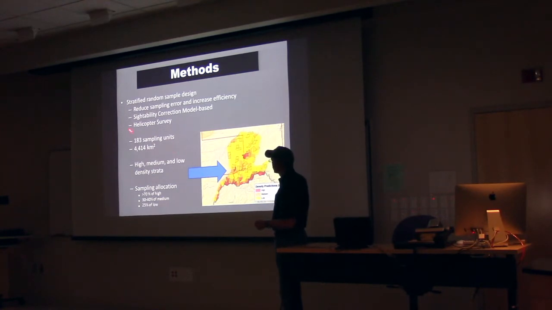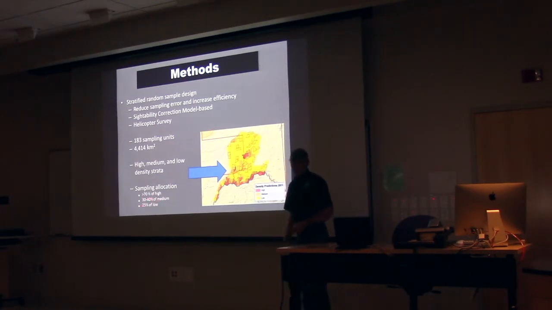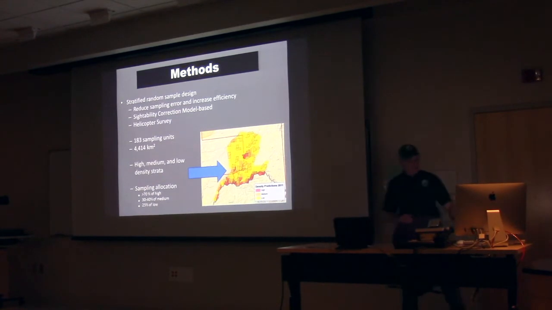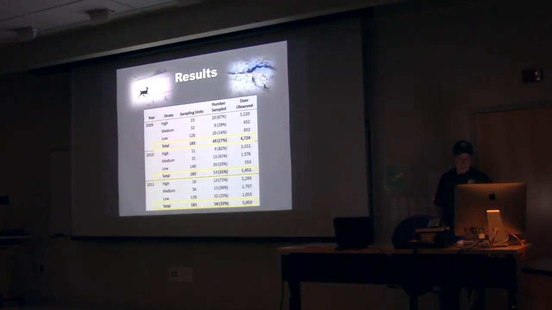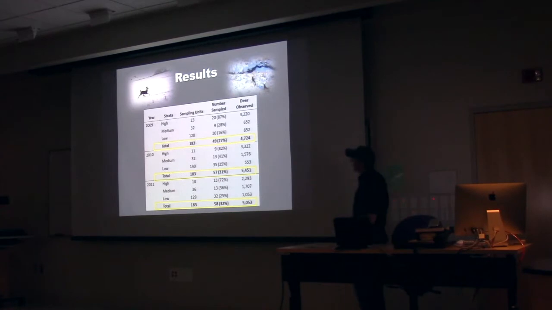Then we did our surveys and used a sightability correction model. The area we were looking at was in excess of 4,000 square kilometers. And we couldn't sample the whole thing. It was too big an area. So we sampled 70% of the high-density units where we expected most of the deer in our count to come from, about a third or so of the medium-density units, and slightly less effort in the low-density units. And that's what the results look like.